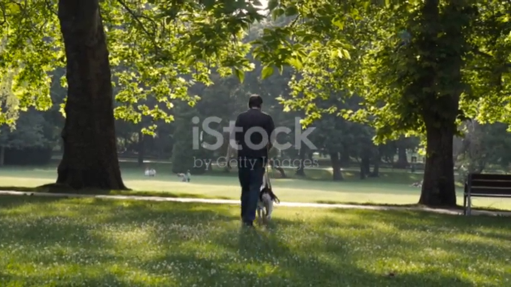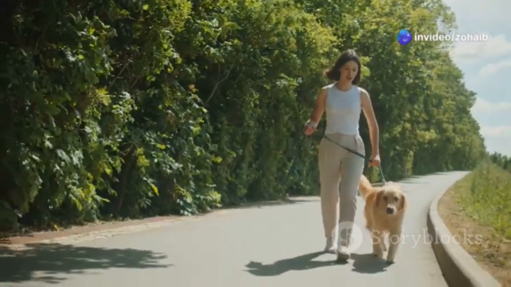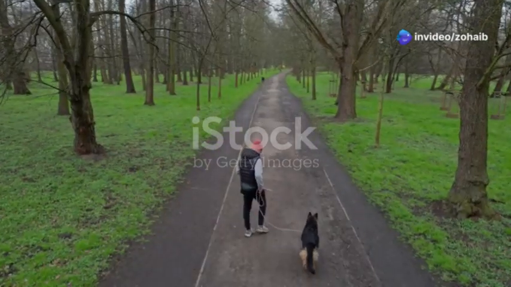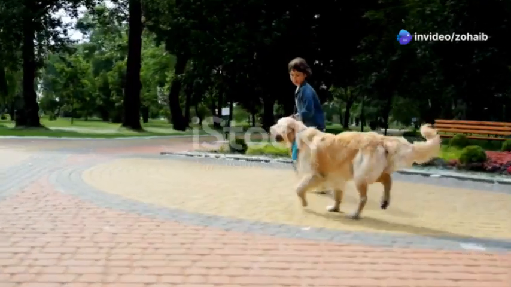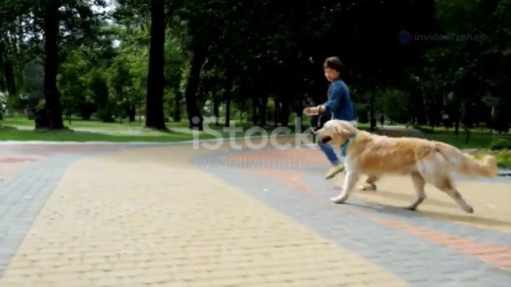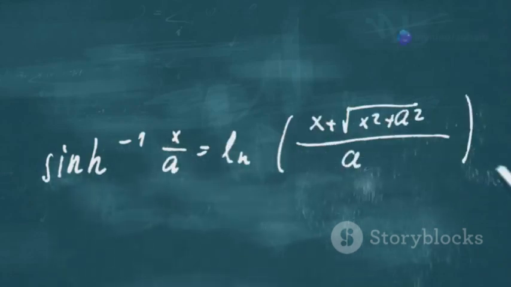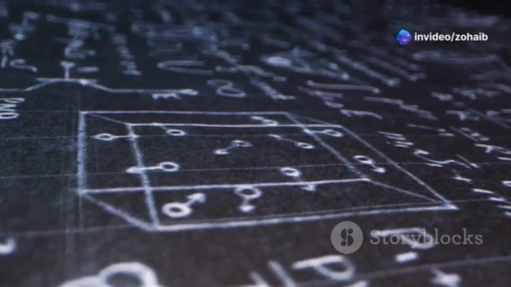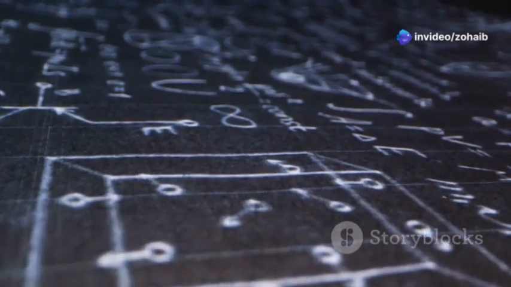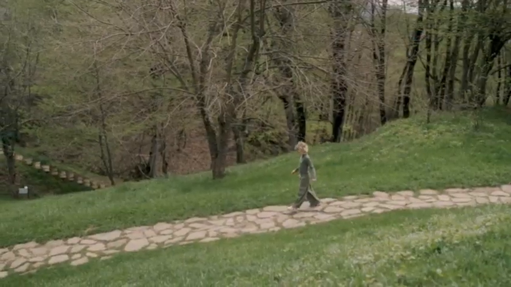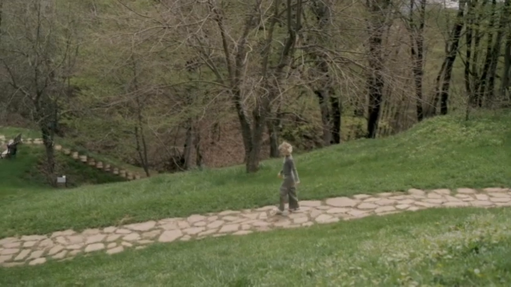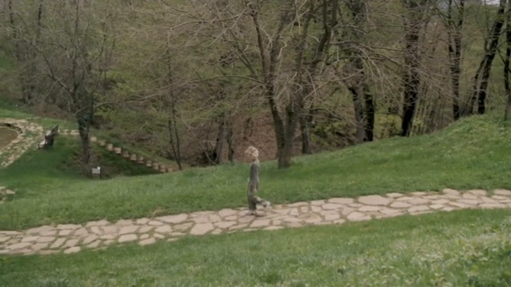Imagine you're walking your dog in the park. You wander along a winding path, eventually returning to your starting point. The total distance you covered might be quite long, but your displacement would be zero. How can this be? The answer lies in the difference between distance and displacement. Distance is a scalar quantity, meaning it only considers the magnitude or amount of movement. In our dog walk example, distance is the total length of the path you traveled, regardless of direction.